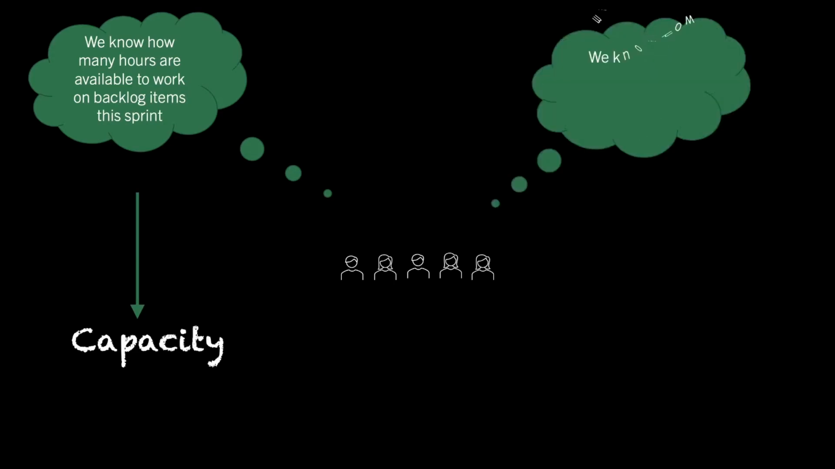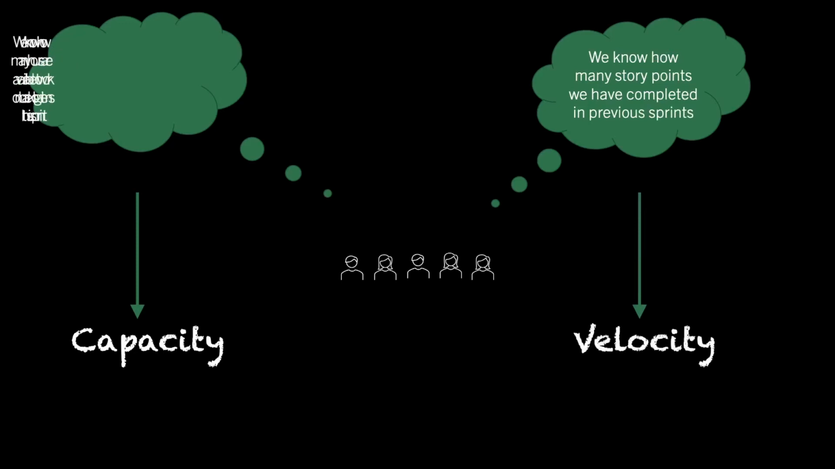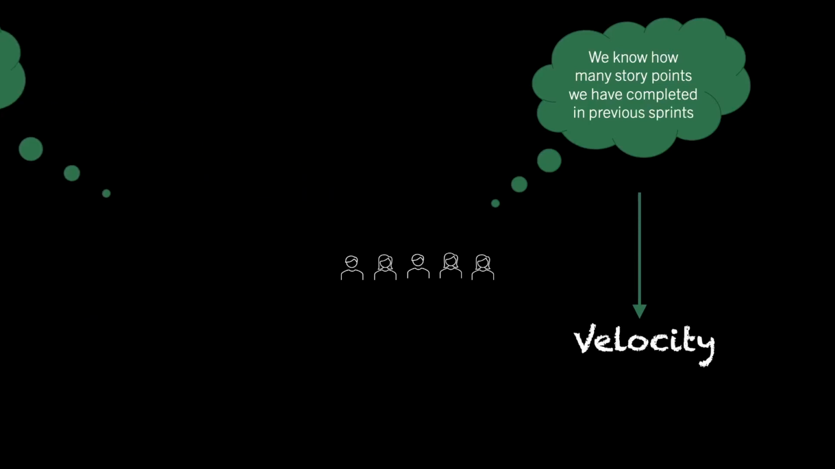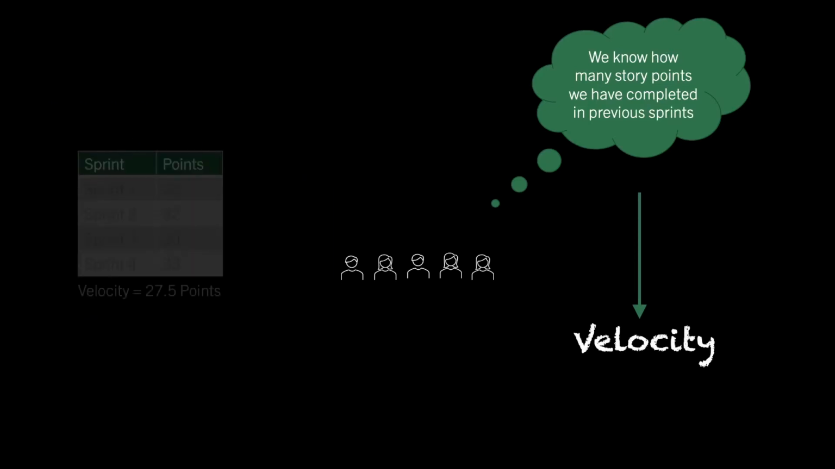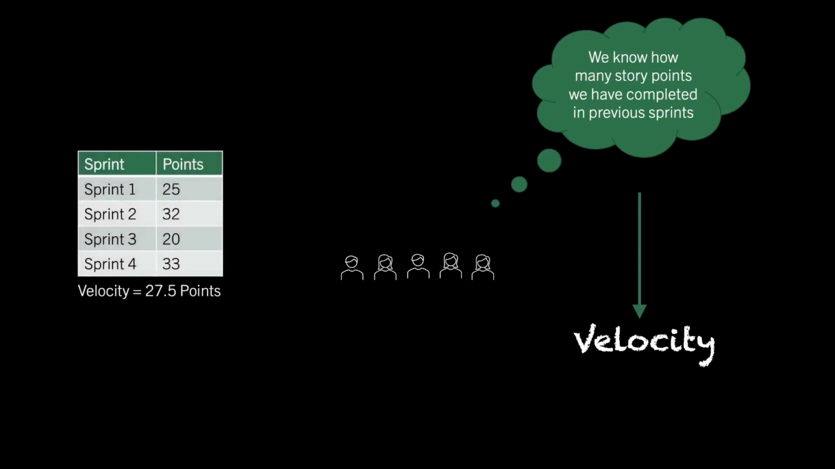Your team is ready for sprint planning. They understand how many hours they have available to work backlog items during the sprint, which represents their capacity. And they've been tracking the number of story points they have completed during previous sprints, which represents their historical velocity. Sometimes, Scrum teams don't utilize capacity at all and use a simple average of points completed in prior sprints in order to estimate how many points they can complete in the sprint being planned.